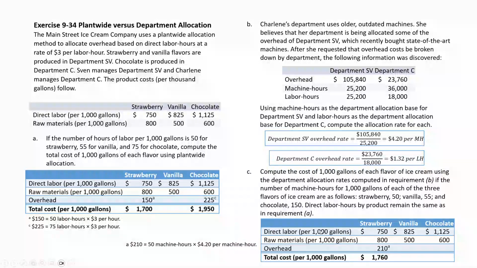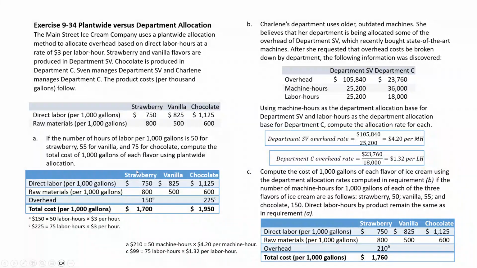That means our product cost using a plant-wide predetermined overhead rate for chocolate was 1,950. Skipping back to part C with the departmental allocation, direct labor and raw materials stay the same, but our allocation of overhead is going to change. Recall, chocolate is produced in department C, and now our overhead rate is $1.32 per labor hour. One common mistake I see students make is they'll say $1.32, and I look at part C and I see a new number here of 150, so I must need to multiply that times 150. Keep in mind, part C is giving us machine hours because we need to know machine hours for any flavor that's produced in the department that's driven by machine hours. But that's the strawberry and vanilla department, that's not chocolate.